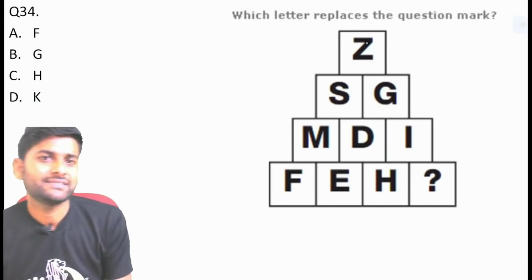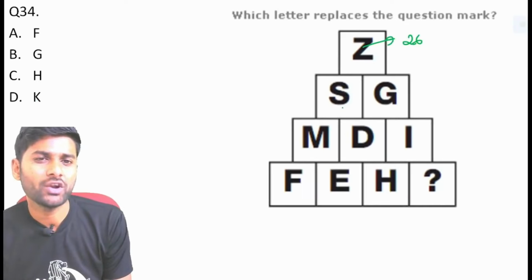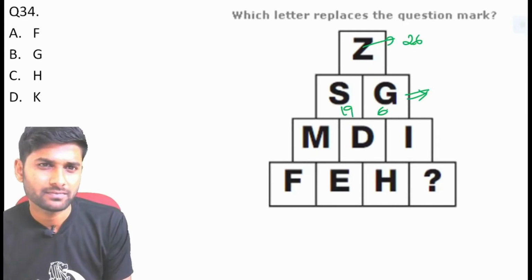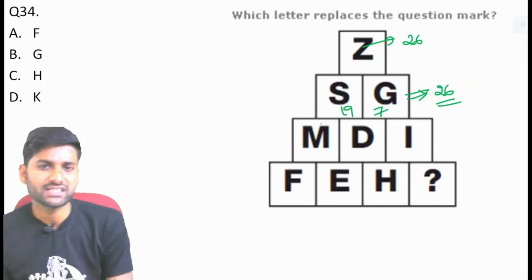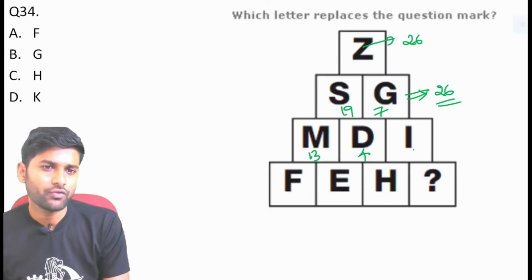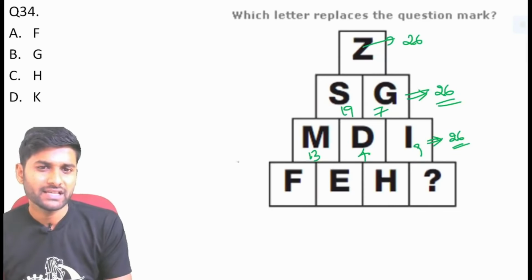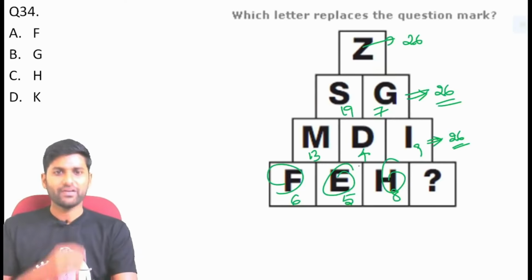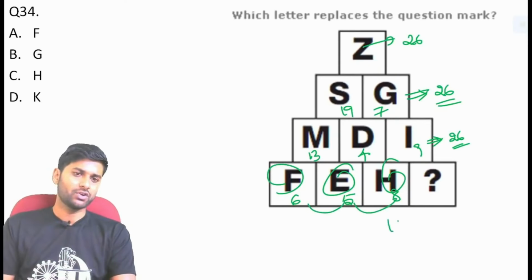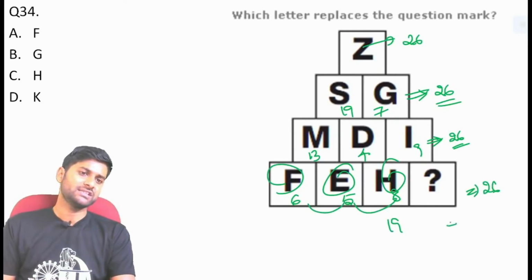Next one. See guys, Z is equal to 26. Here S we already know is 19, G is 6, sum together is equal to 26. G is equal to 7, sum becomes again 26. We want all the sums to become 26. So M is 13, D is equal to 4, I is equal to 9, all together the resultant becomes again 26. As you can see, F we already know is 6, E is equal to 5, H is equal to 8. So 5 plus 6 is equal to 11, 11 plus 8 is equal to 19. But we want the resultant to become 26. Definitely we need to add G. G is represented by 7.